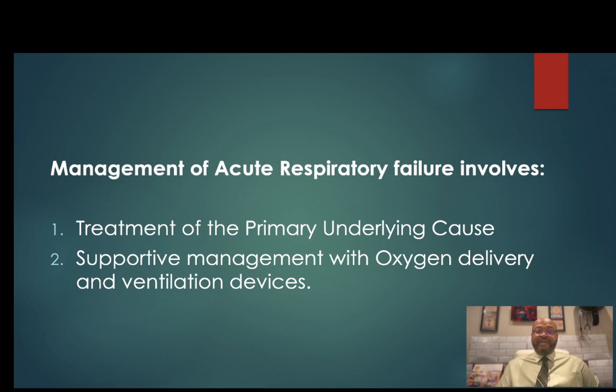So again, this is a short lecture, that's pretty much it. But again, just to emphasize that management of acute respiratory failure involves treating the underlying cause. You treat the pneumonia, you diurese the patient if it's pulmonary edema, but then you do have these supportive management options to deliver more oxygen or to ventilate the patients when they go into respiratory failure.